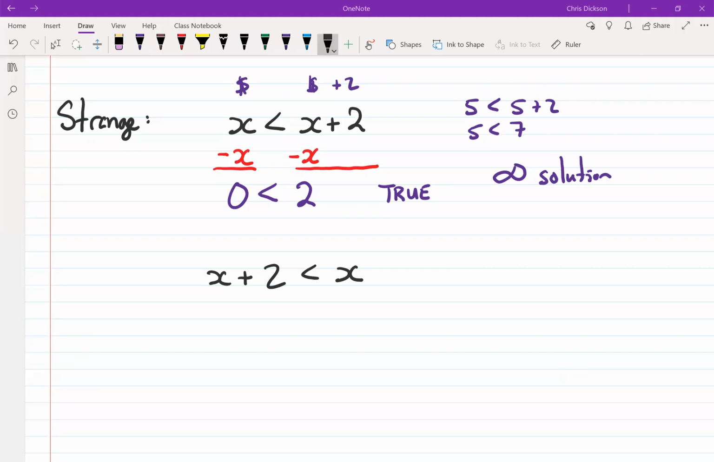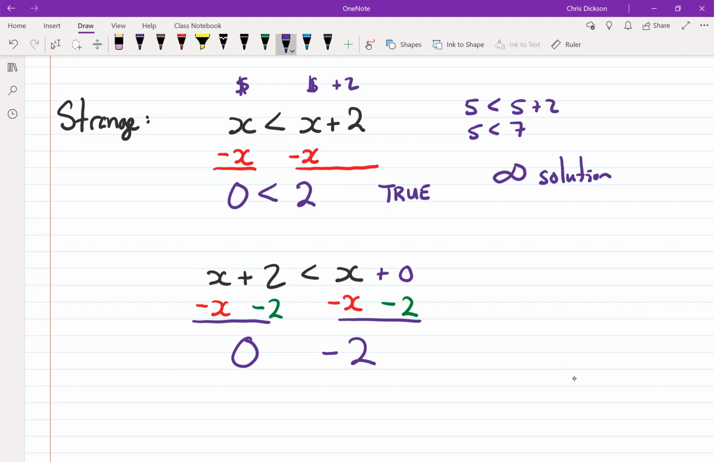Okay, so last scenario here. Let's say we move the x's to one side. I'm going to minus x from both sides, and I'm going to subtract 2, minus 2. Now, I might want to write this with a 0 on the end, since there's really no number there. So if I subtract that, I get x minus x is 0, 2 minus 2 is 0, so I get a 0 on this side. And the x's cancel, and I get -2 here.